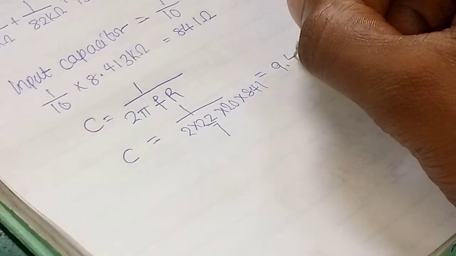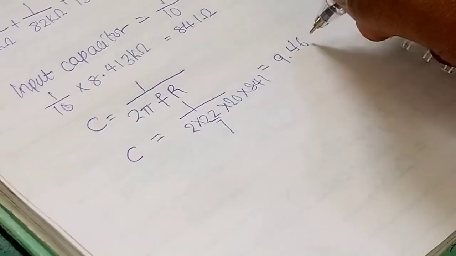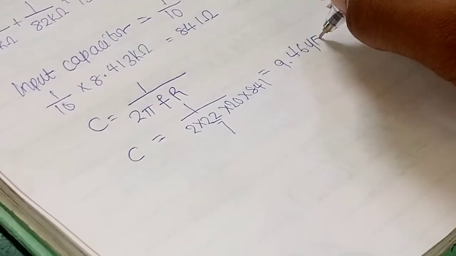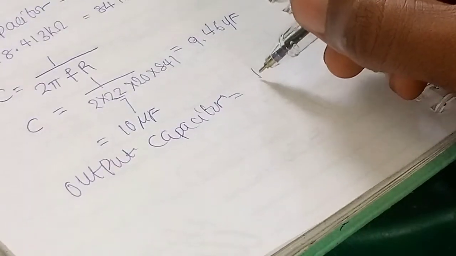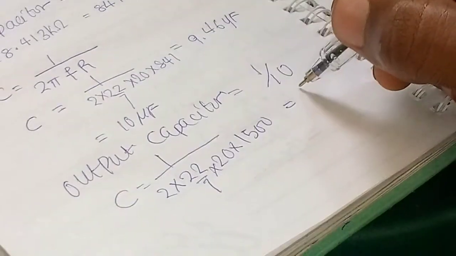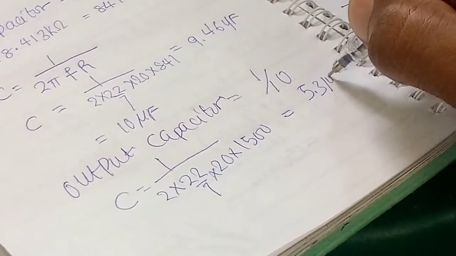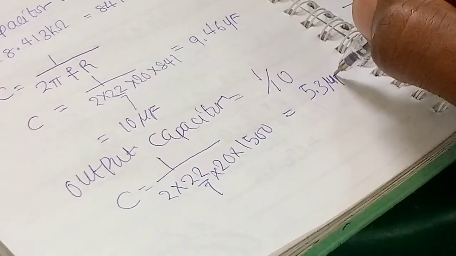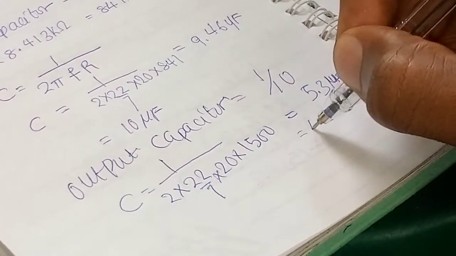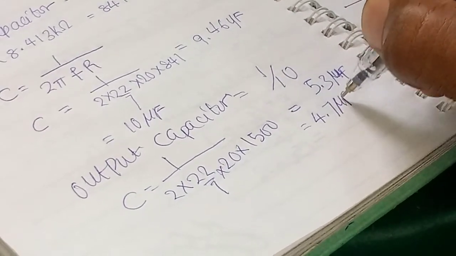And since we may not find a standard value for that one, we choose an approximation of 10 microfarad, which should suffice. Now to calculate the output capacitor. To get this, again, we need to calculate a capacitor that is 1/10 the value of the collector resistor, so as to allow a lowest frequency of 20 Hz at a reactance of 1500 ohms.